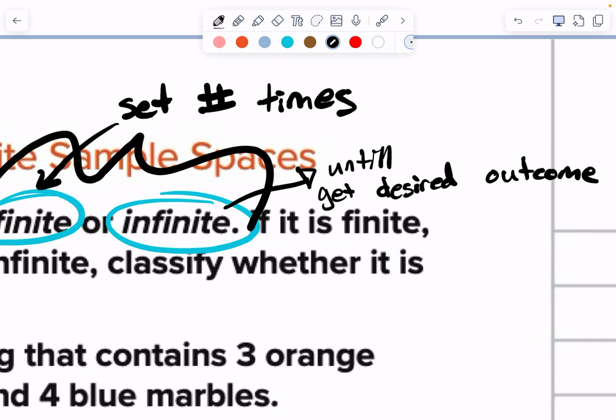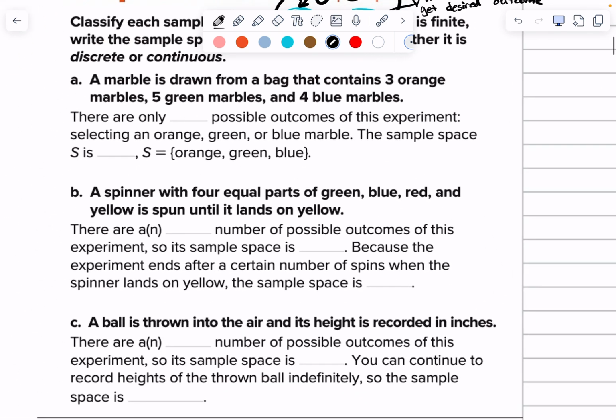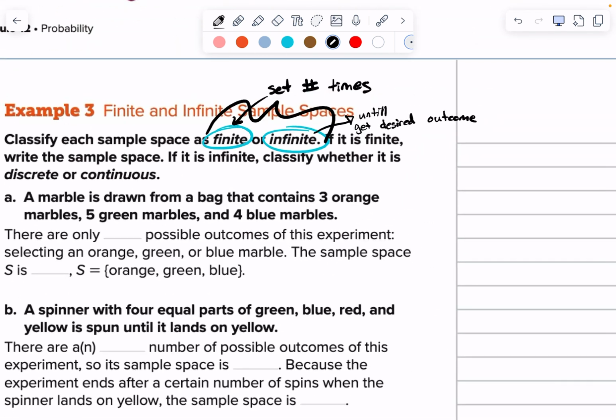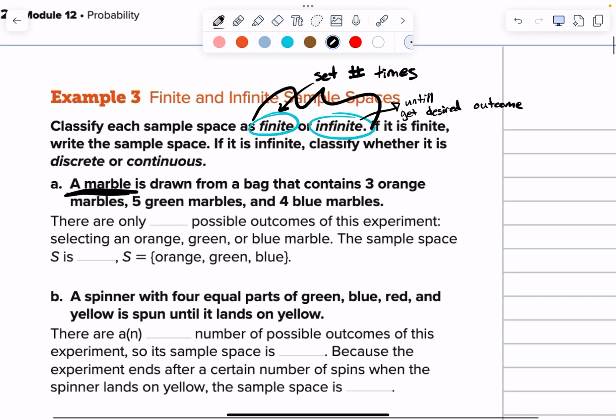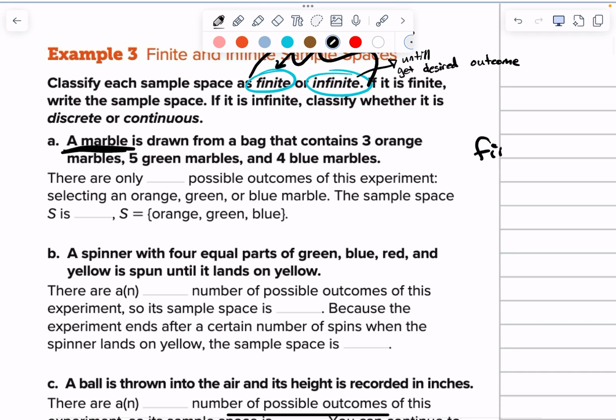So maybe let's just start there. Let's go and categorize these three, A, B, C, as finite or infinite. A: a marble is drawn from a bag that contains three orange marbles, 5 green marbles, and 4 blue marbles. How many are we drawing? 12? How many marbles are we drawing? One marble out of 12, right? I'm only drawing a marble. Finite or infinite? Finite. This one's going to be finite.